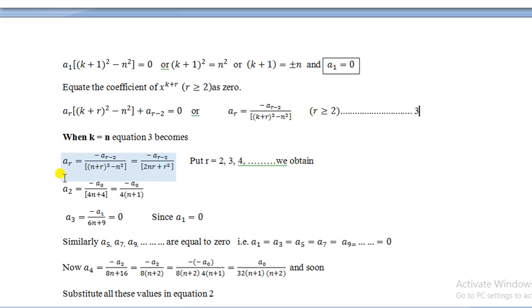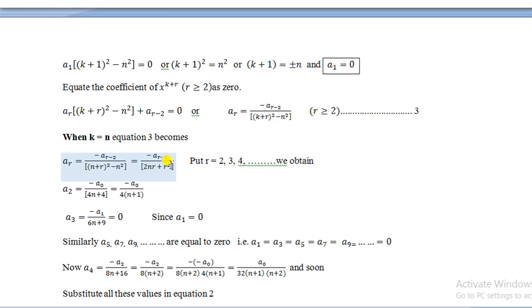In ar we'll substitute r equal to 2, 3, 4, etc. Then we'll get a2, a3, a4, a5, etc. Here we start from r value as 2, 3, 4, but not 1, because we already have a1 value as 0. What is required now is a2, a3, a4, etc. That's why we start from r value as 2, 3, 4, etc.